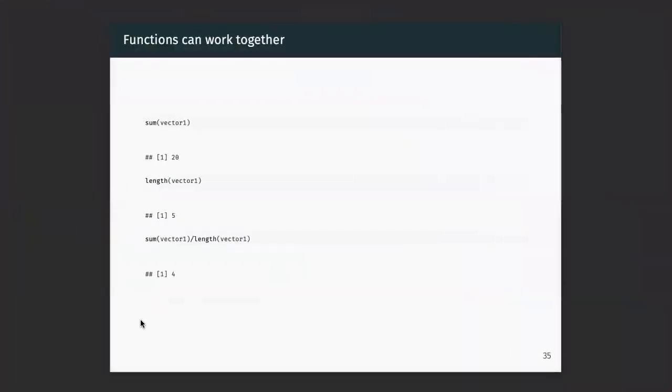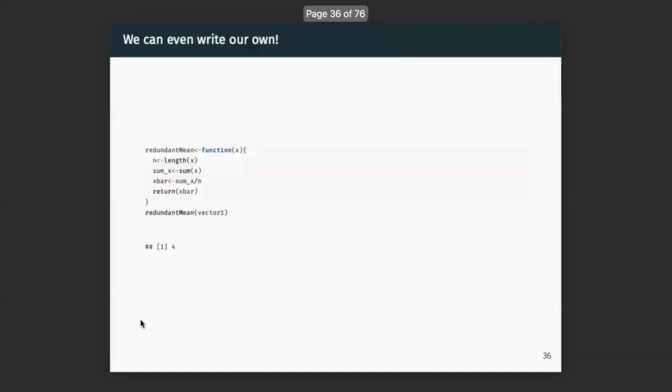Now, we don't have to do one function per line, right? We could take the sum of vector 1 over the length of vector 1, because they're each going to return a single value, right? So first it's going to compute the sum, 20. Then it's going to divide that by the length, 5, to give us 4. And what is this quantity equal to? Sum over length of a vector. That's the mean, right? The sum of a vector divided by its length is the mean. So we've just kind of created a redundant mean, but that's okay, right?